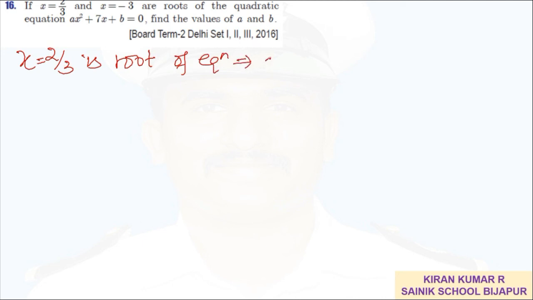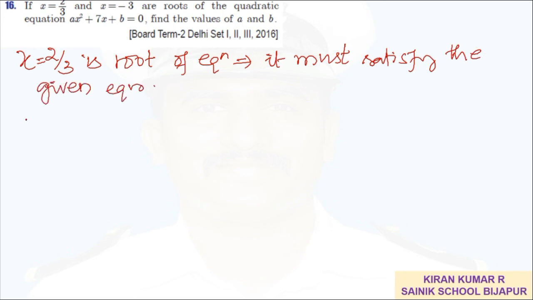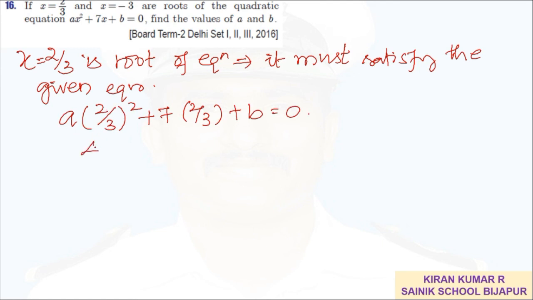This implies it must satisfy the given equation. Therefore, wherever x is there, let me replace with 2 by 3. Let's simplify this. It becomes 4 by 9. 4 by 9 times a plus 14 upon 3 plus b equal to 0.